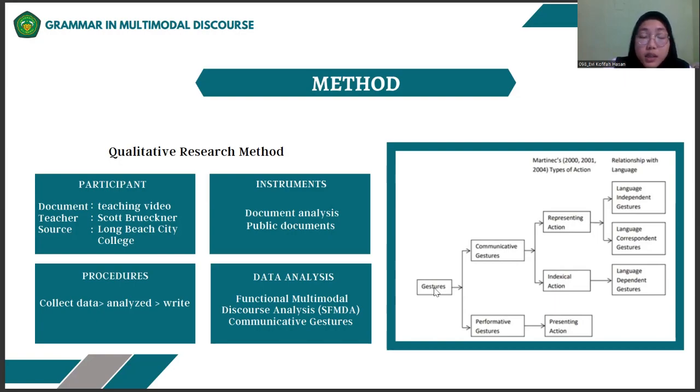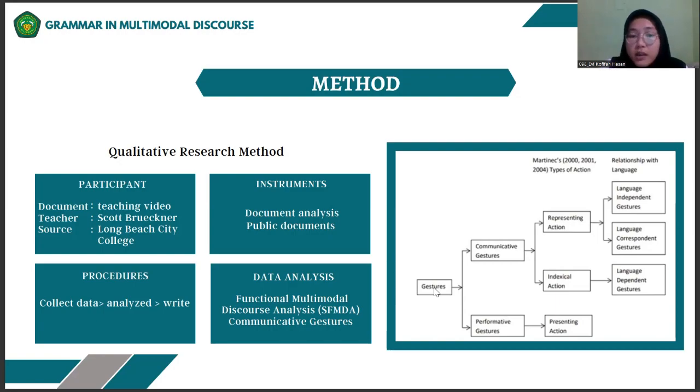For the data analysis, the data in this research is analyzed using a multimodal framework. The framework is Systemic Functional Multimodal Discourse Analysis, or SFMDA. SFMDA is an extension of the systemic functional theory developed by Halliday in 1994. Okay, we use the Castor analysis as the SFMDA by Martinec.